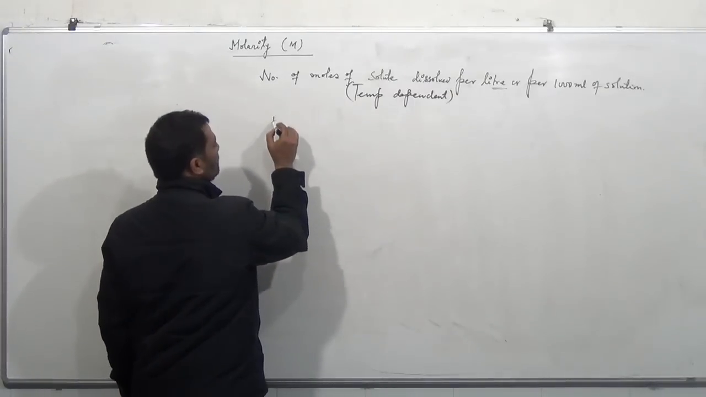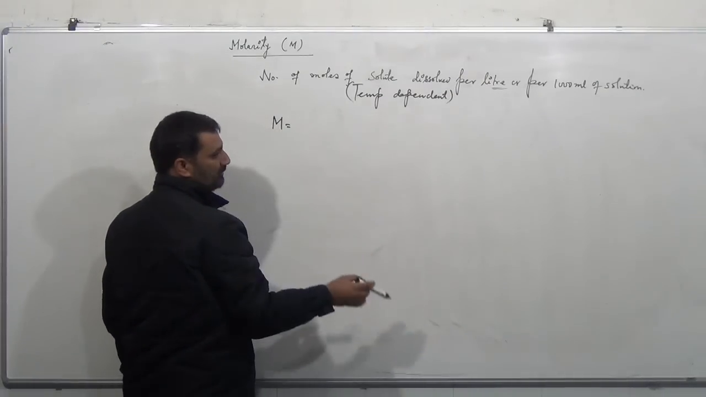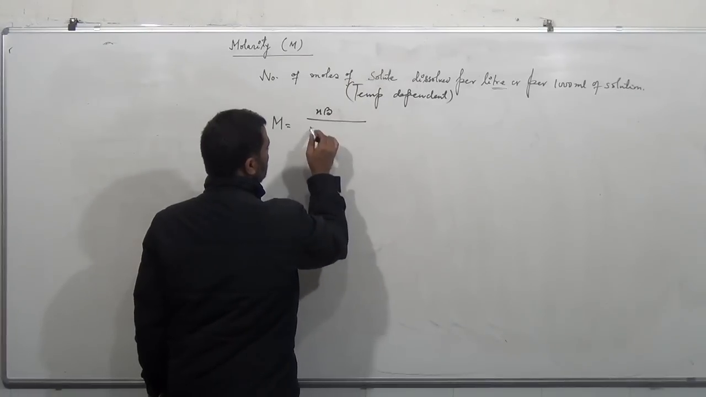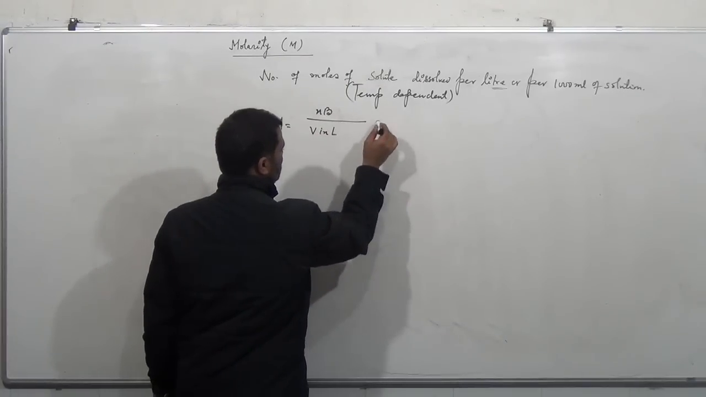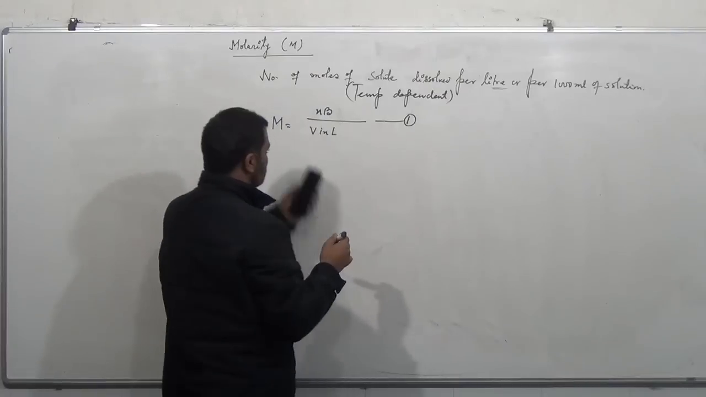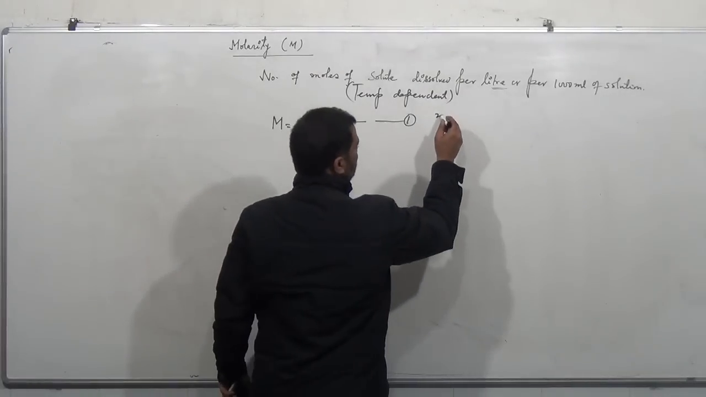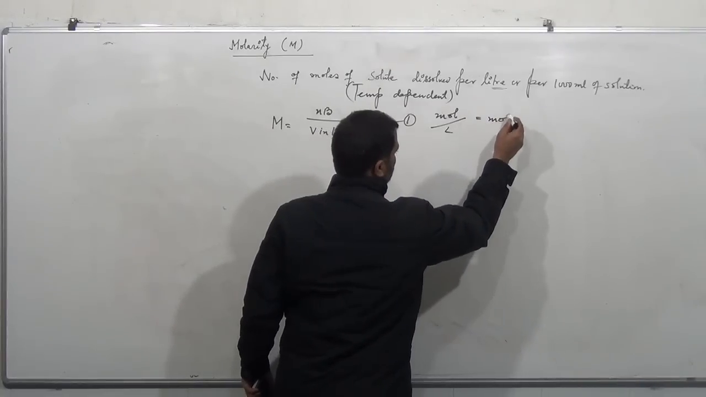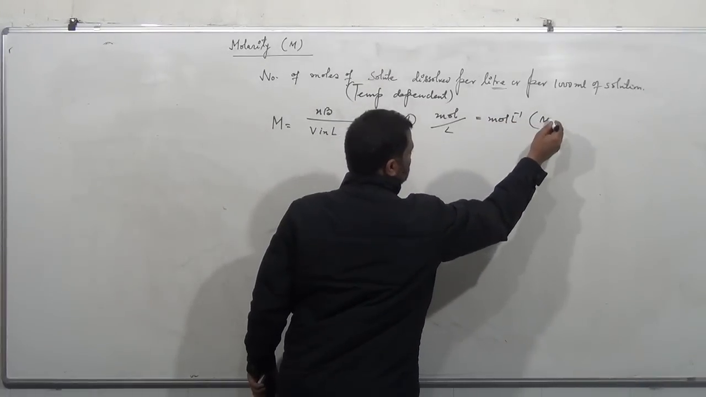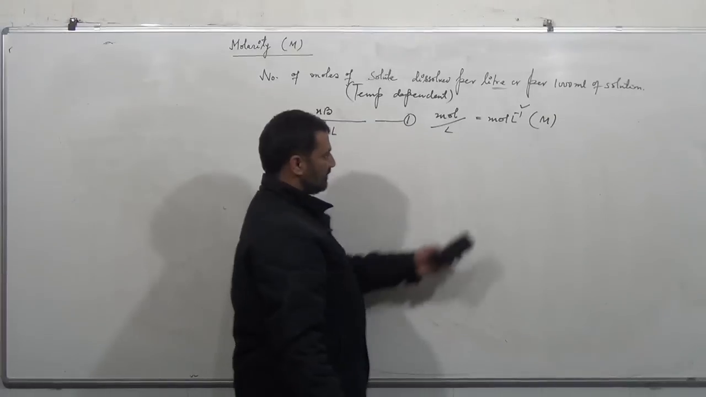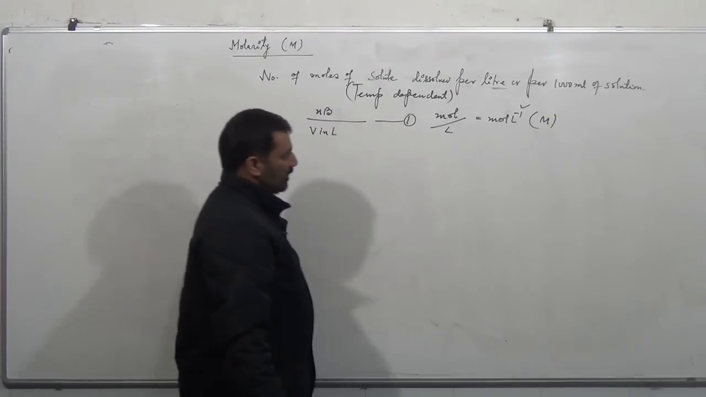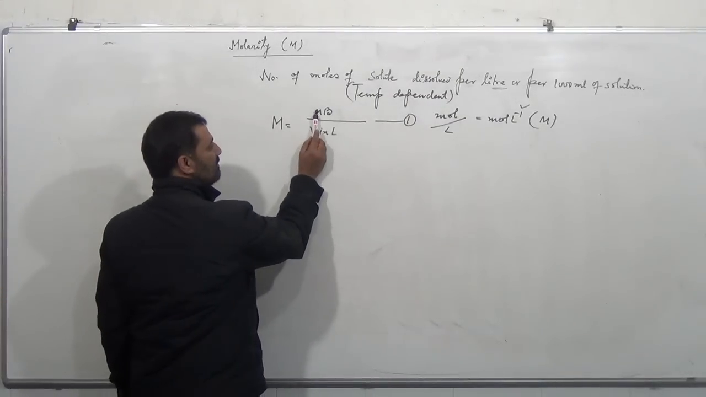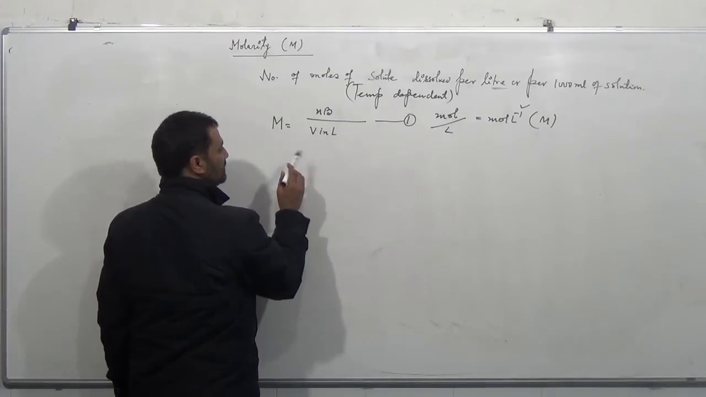So molarity is equal to the number of moles of solute dissolved per liter of solution, that is, volume in liters. This is equation number 1. So what will be the units? Moles per liter, and this M will take the cognizance of moles per liter. So this is M. Number of moles of solute divided by volume in liters.